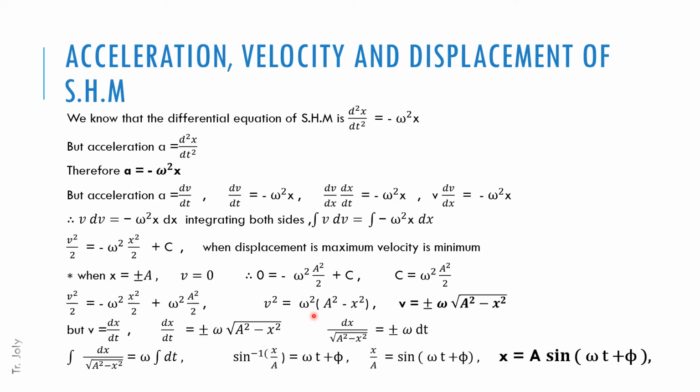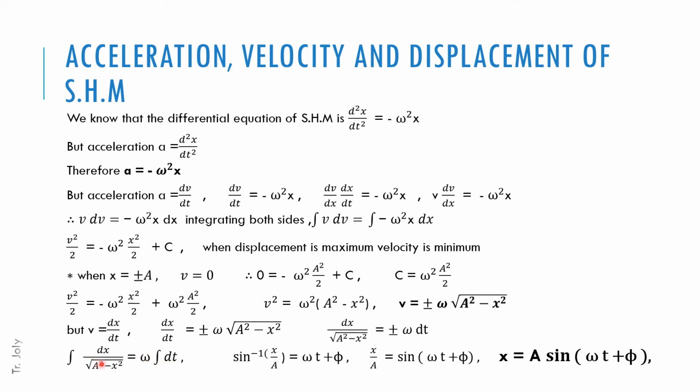Now from this equation you have to find the equation for displacement. Velocity, we know, is the rate of change of displacement. So in place of velocity write dx by dt. So dx by dt is equal to plus or minus omega root of a square minus x square. Again arranging this equation, dx by root of a square minus x square is equal to plus or minus omega dt. Now taking integral on both sides, integral of dx by root of a square minus x square is equal to omega, which is a constant, times integral of dt.